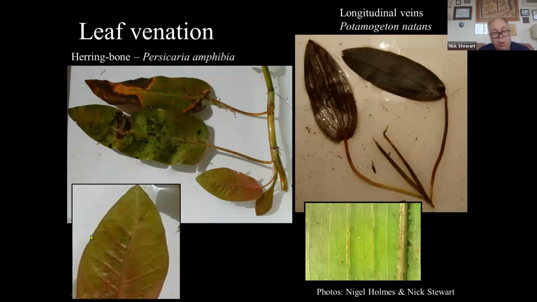And the choice is between the sort of typical dicot venation, which is a herringbone structure, or the monocots, which have lots of parallel veins. It does have cross veins, but those tend to be much lesser, and the main veins are running more or less parallel up the leaf.